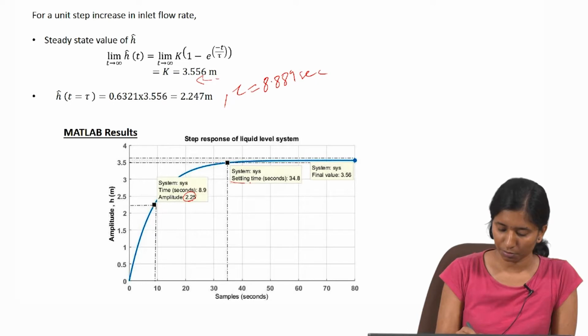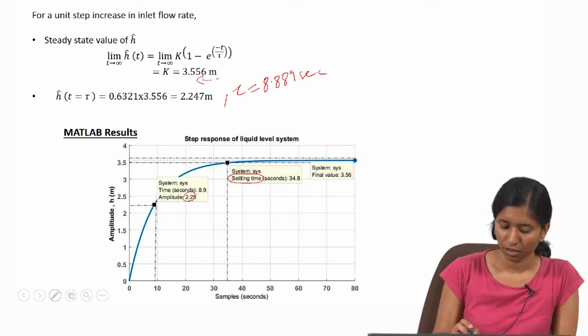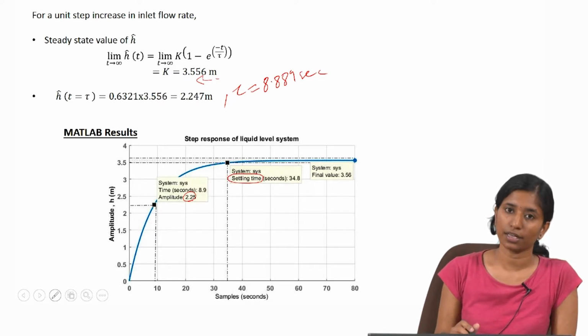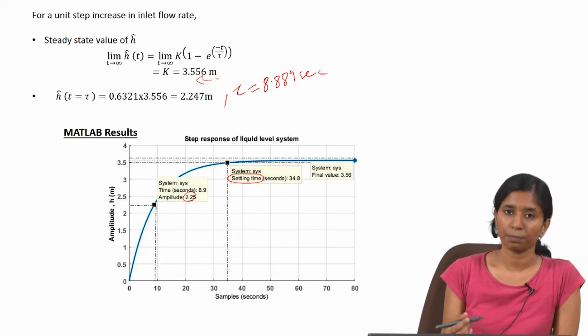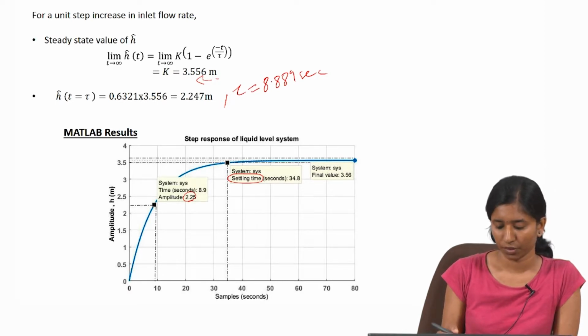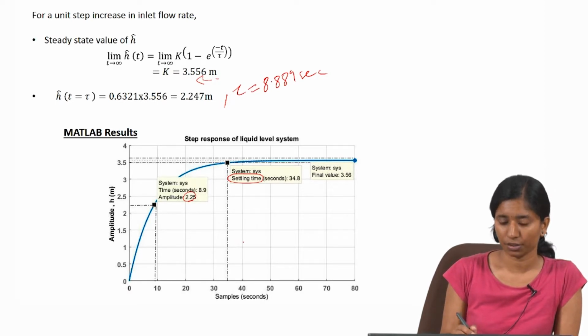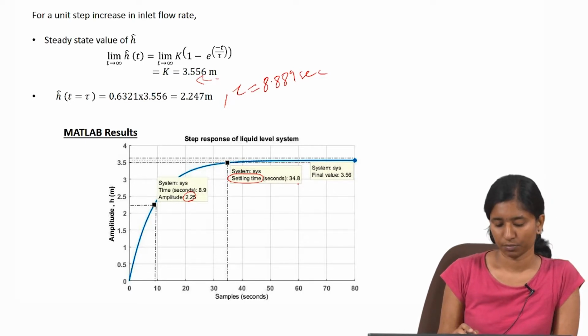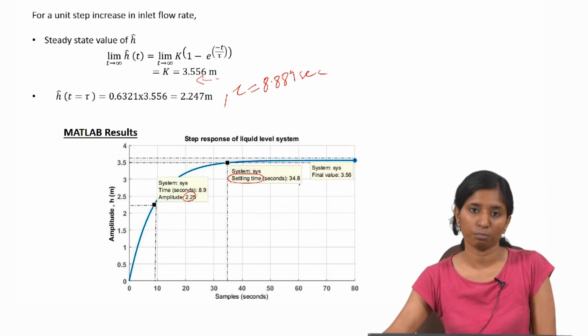But there is a new term here, the settling time. The settling time is the time taken for the step response to reach and stay within 2% of its final steady state value, and for this particular liquid level system the settling time is 34.8 seconds. So, let us have a look at the MATLAB and see how I simulated it.